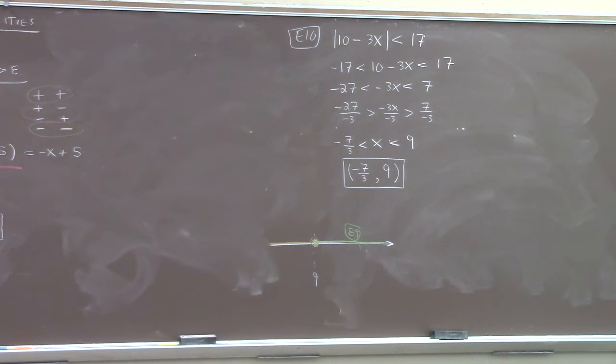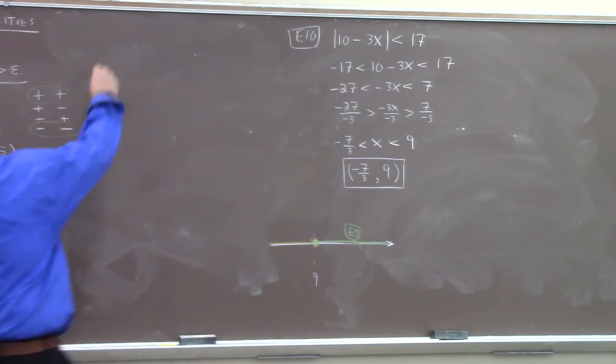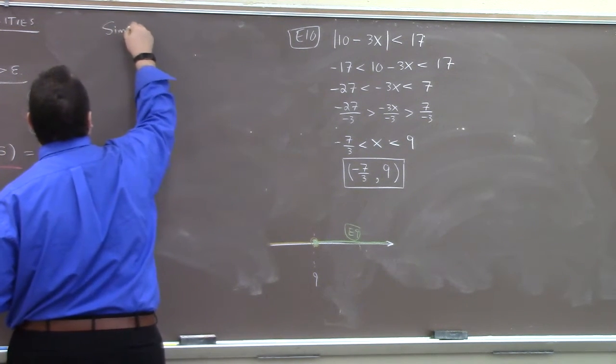All right. So next let's look at some simplification problems. We're supposed to simplify, leaving as little as possible inside the absolute value signs. All right. So let's look at some simplify.